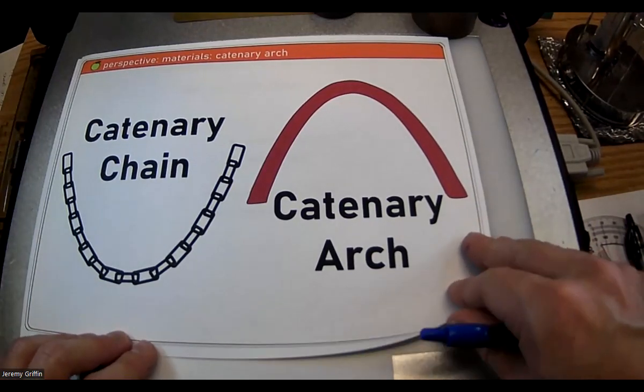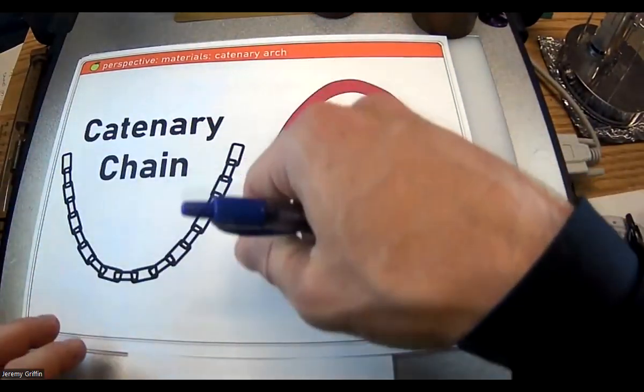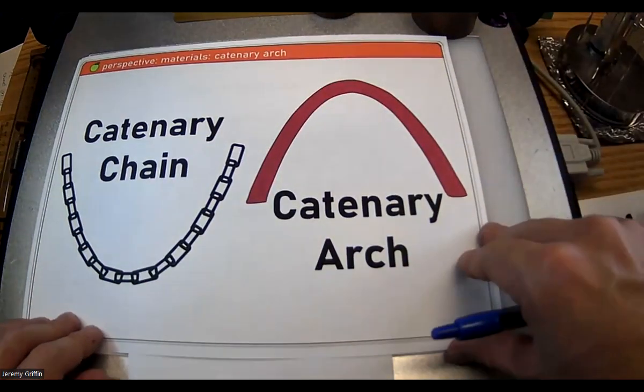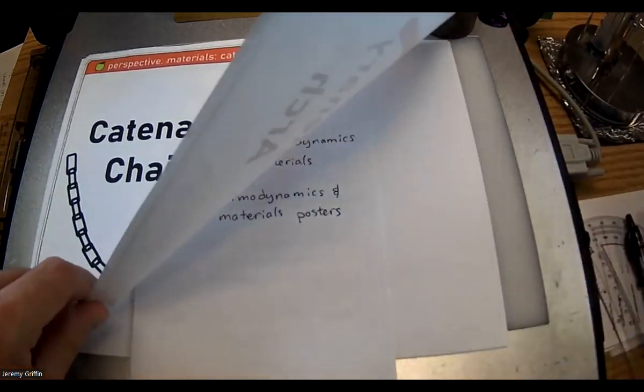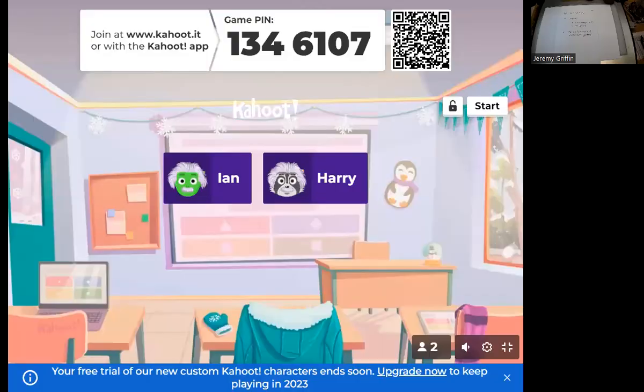And the strongest arch you can create: if you hang a chain like this, it'll create something called a catenary. Solidify that, turn it upside down, and you have a catenary arch, which the St. Louis Arch in Missouri is a version of. All right, so there you go. There's a bunch of posters, some hanging from the ceiling, some that I just need to print out and put together.